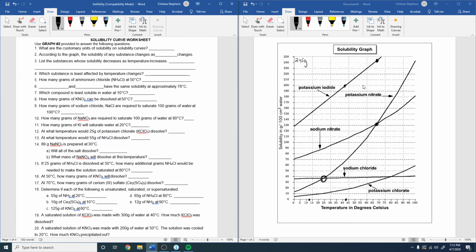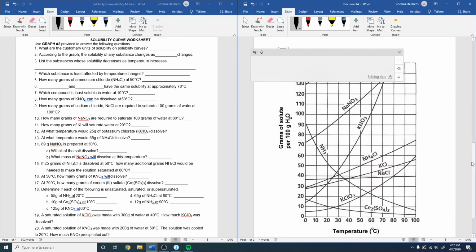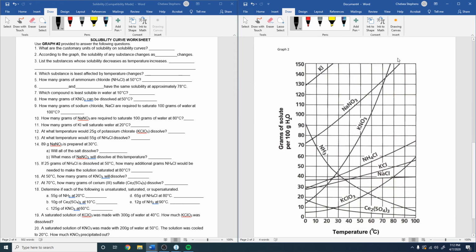Okay, I'll move on a little bit. Make sure you're using the right graph. That would definitely throw you off. And this is a big mess, so if you need a color, do it. Might help.